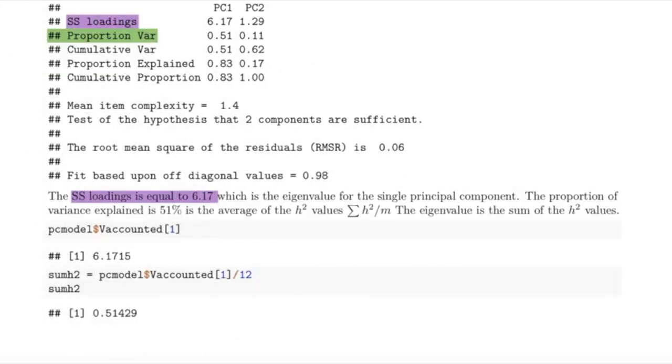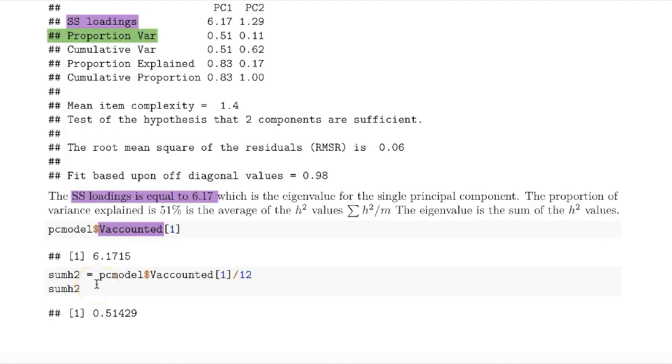So let's focus on this output. It's giving you the SS loadings. So that 6.17 is actually the eigenvalue for that one component. And then the proportion of variance, we knew it was 0.51, and that's how much variance is explained. So you can actually just call for that eigenvalue by doing the PC model. It's stored in $Vaccounted, and then just bracket 1, and that's just going to give you the eigenvalue.